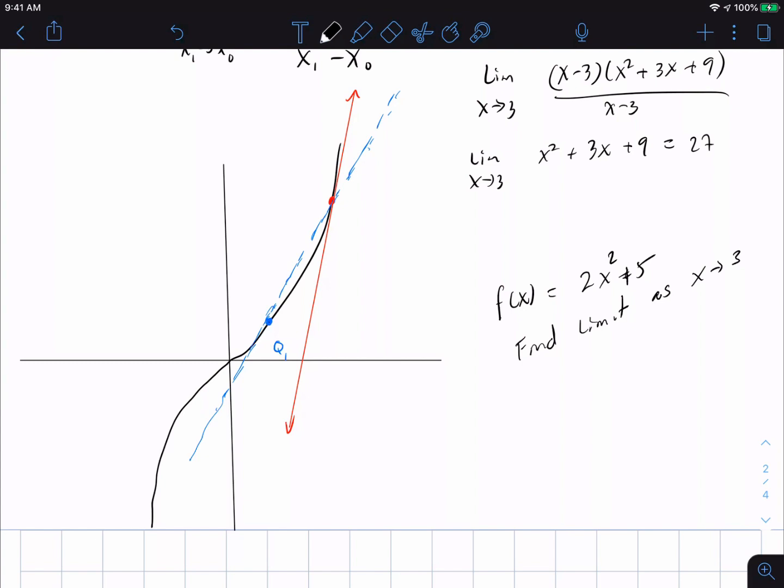In order to do this problem, we're going to take the limit, but we need to know the values. When x is 3, what is y? Because that's going to give us our P. In this case, x is 3, comma, what is that, 9, 18, 23? Did I do that right? Now to do the limit, I'm going to take the limit as x approaches 3 of 2x squared plus 5 minus 23, all over x minus 3.